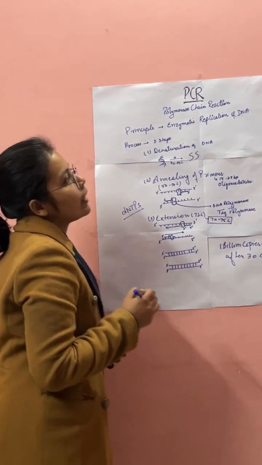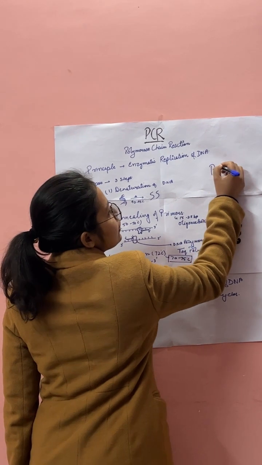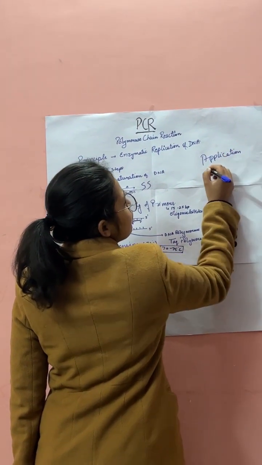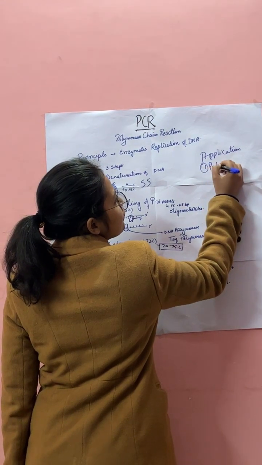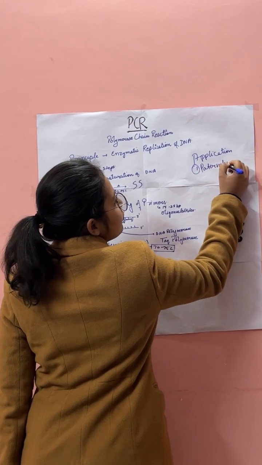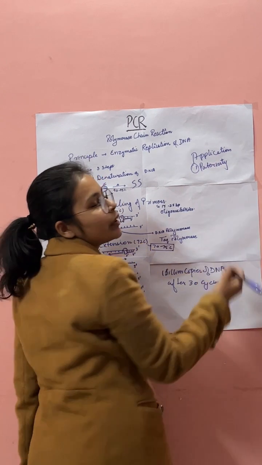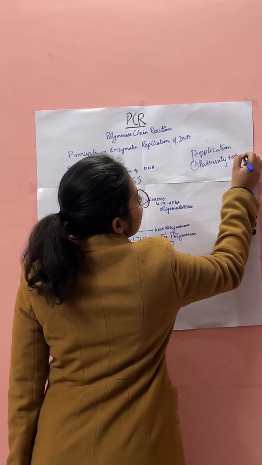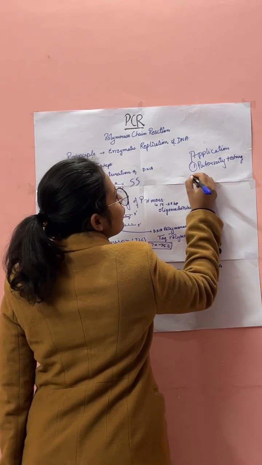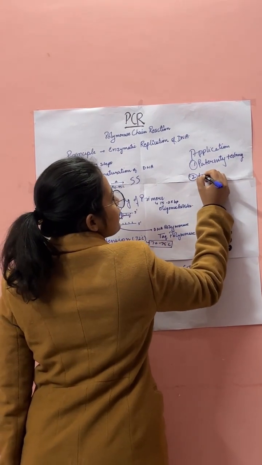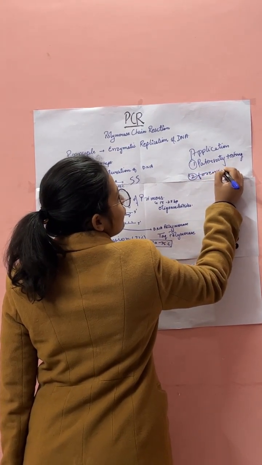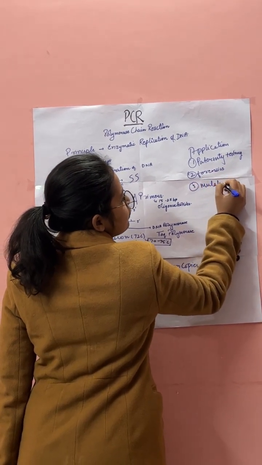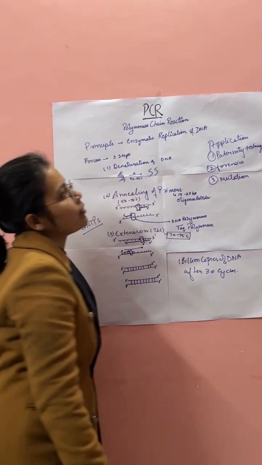And as we talk about applications, the applications include, it can be used for paternity testing to know who the parent of child is, to solve paternity issues cases, DNA testing that we call, and in forensics to check about mutation. So these are some applications of PCR.